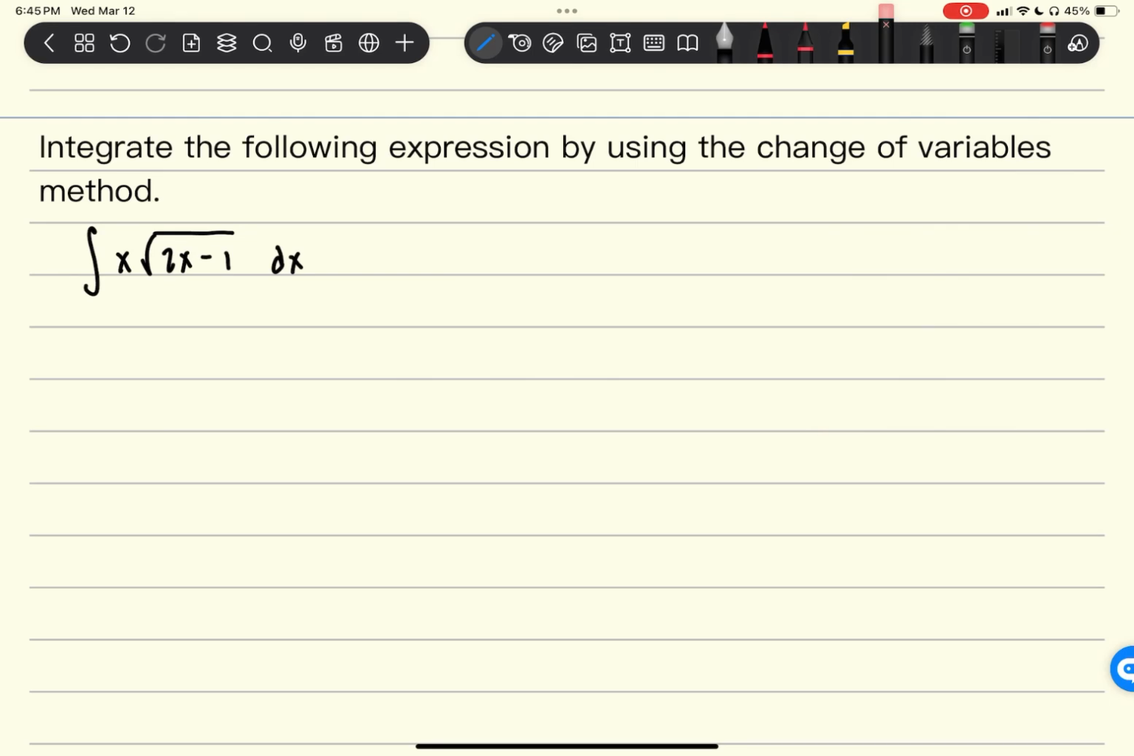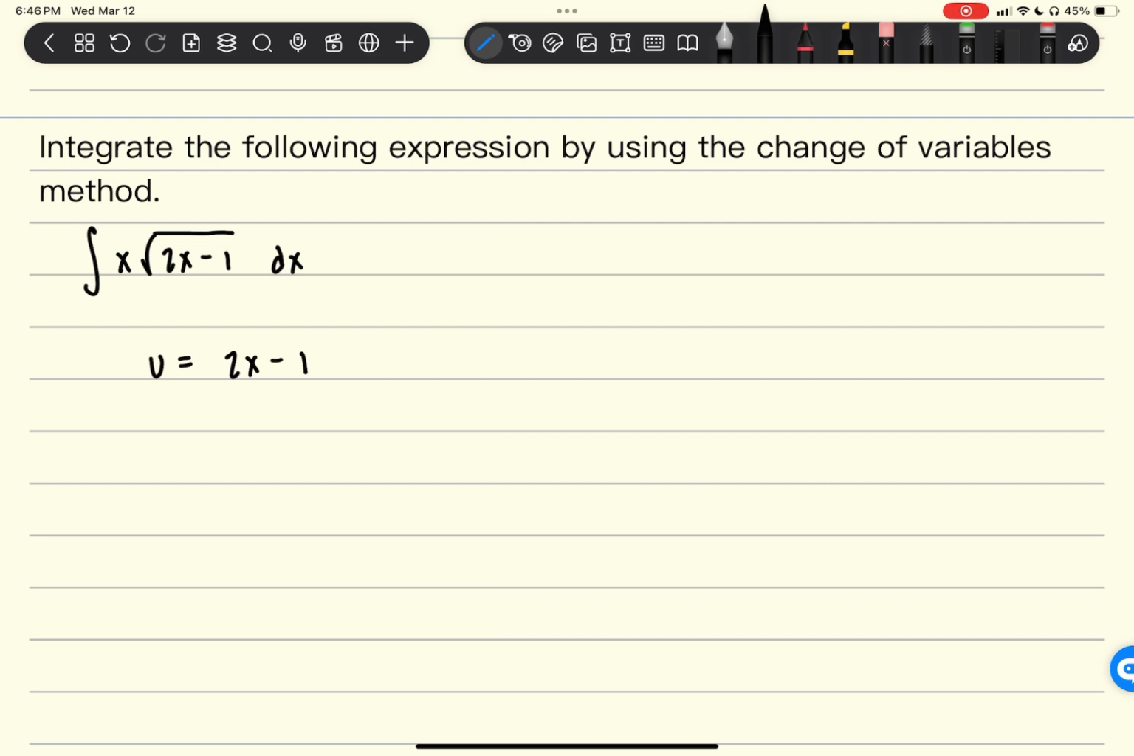So let's go ahead and consider the following exercise where we have to integrate the following expression by using the change of variables method, otherwise known as the U method. Now, for the most part, if not always, our choice for U is going to depend on the component that makes this entire expression more complicated. In this case, our 2x minus 1 term.